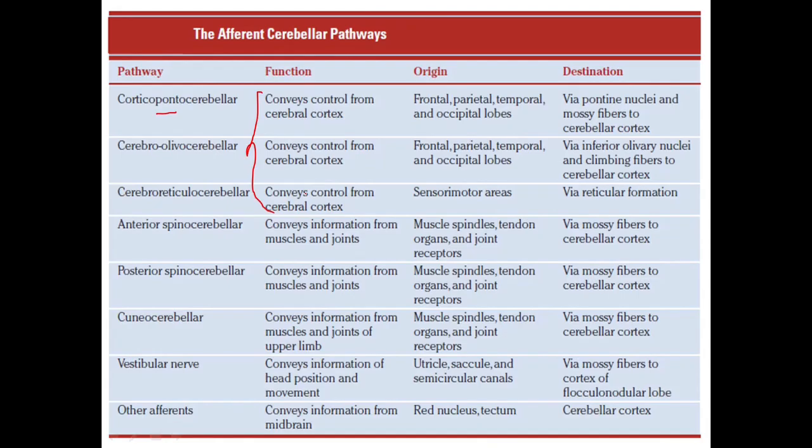Then when you come from the spinal cord to the cerebellum, you can identify they are going to convey the information from muscles and joints by anterior and posterior spinocerebellar tracts. Even vestibular nuclei will have their own specific function. They convey the position and movement of the head. These are all your afferent pathways to be remembered.